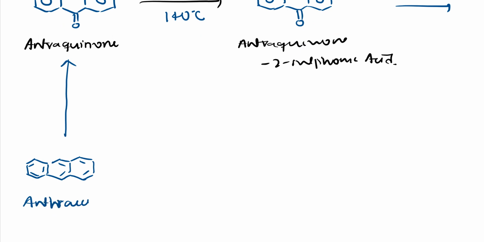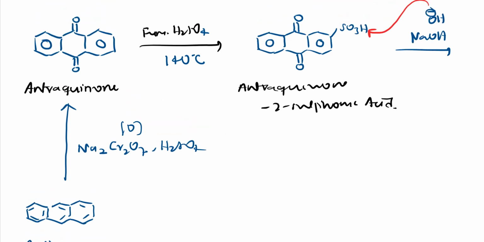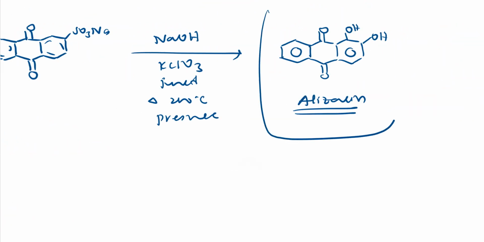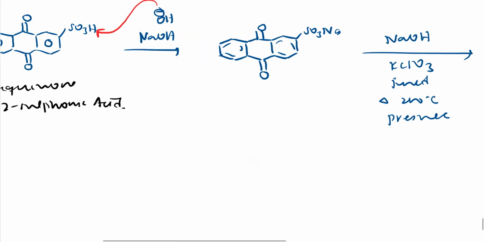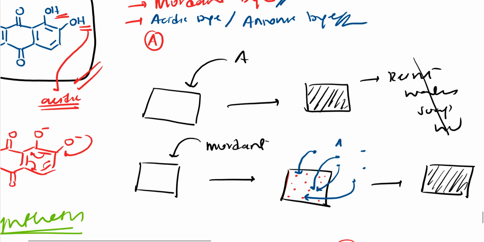right? To this anthracene, if I add a strong oxidizing agent, Na2Cr2O7 in acidic condition, H2SO4, and oxidize, I'll get this anthraquinone. So from anthracene we get anthraquinone. From that, with a few steps, I will get this alizarin, right? So about alizarin, I told everything. Here also I have told it is a mordant diacidic dye or anionic dye, right?